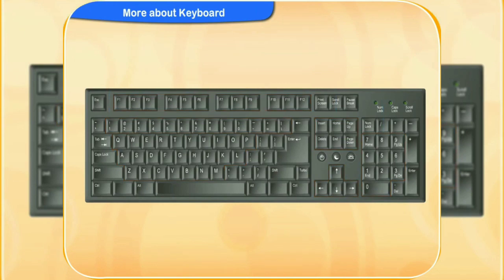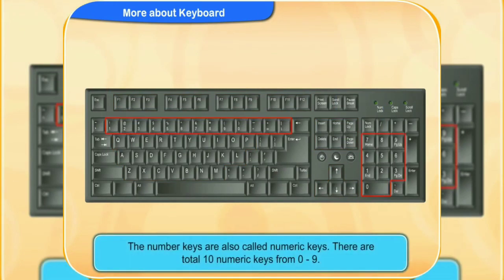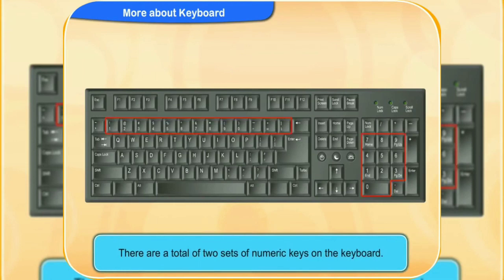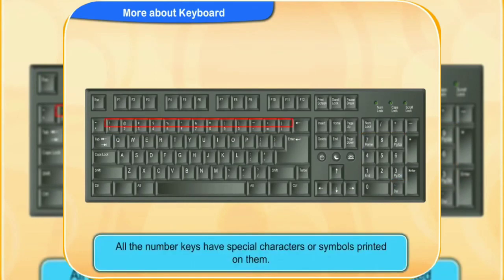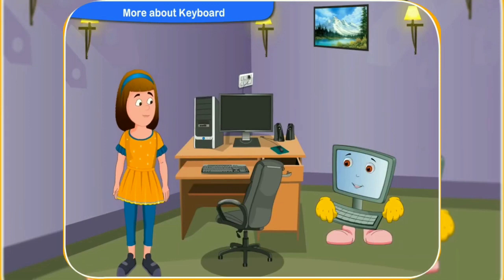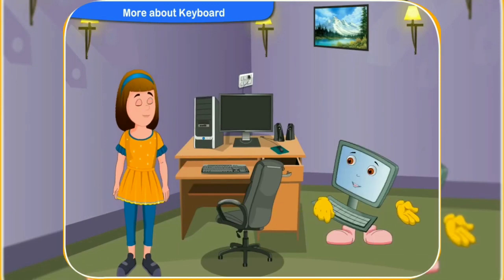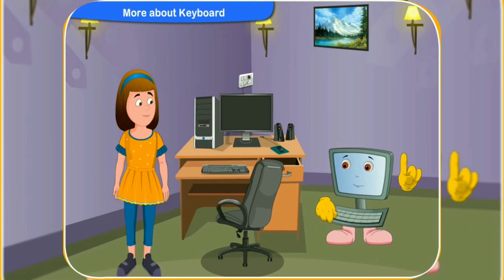Sure, let's begin with the number keys. The number keys are also called numeric keys. There are a total of 10 numeric keys from 0 to 9. There are 2 sets of numeric keys on the keyboard. The first set is on the top row of the keyboard and the second is present on the number pad of the keyboard. All the number keys have special characters or symbols printed on them. Why, Clicko? Because these same keys are also used for other purposes.